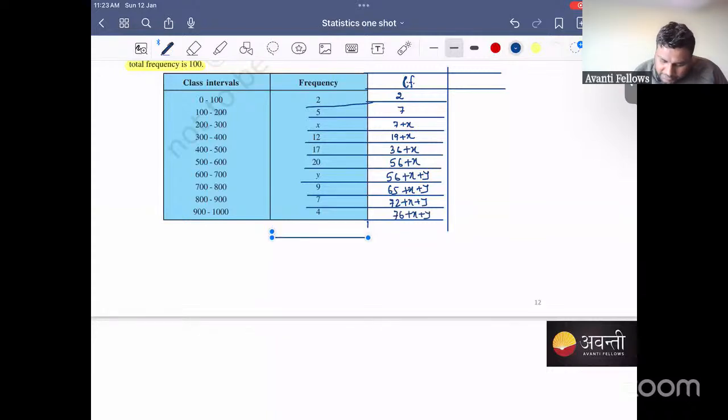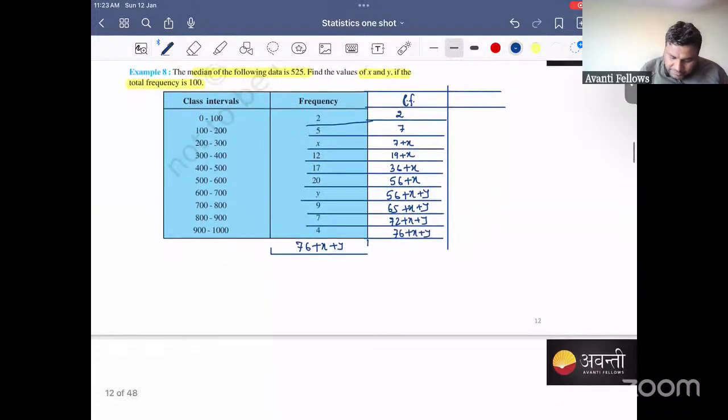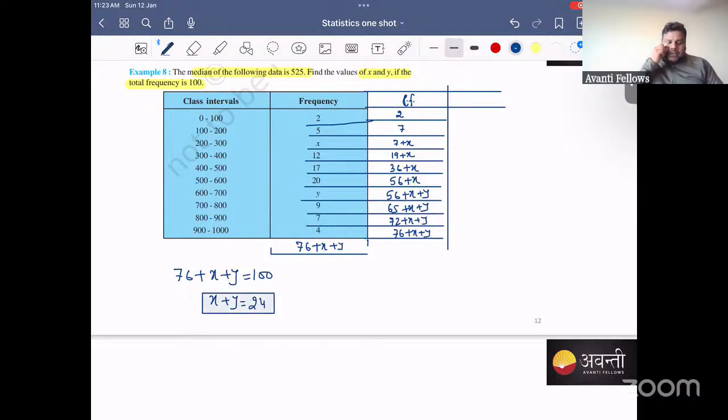So the sum of all the frequencies is 76 plus x plus y. One thing they are providing is that 76 plus x plus y equals 100, which means x plus y is 24. This is the one piece of data that you have. Now they are saying the median of the following data is 525. So if the median is 525, that means it is coming into this class.